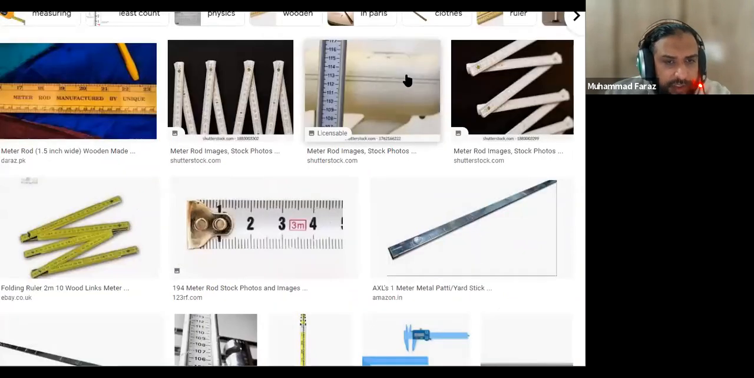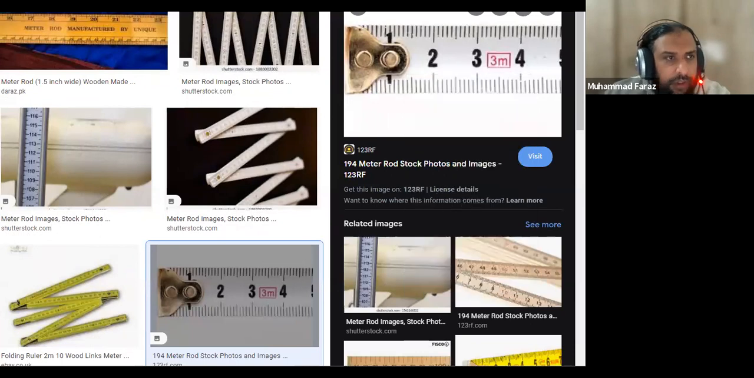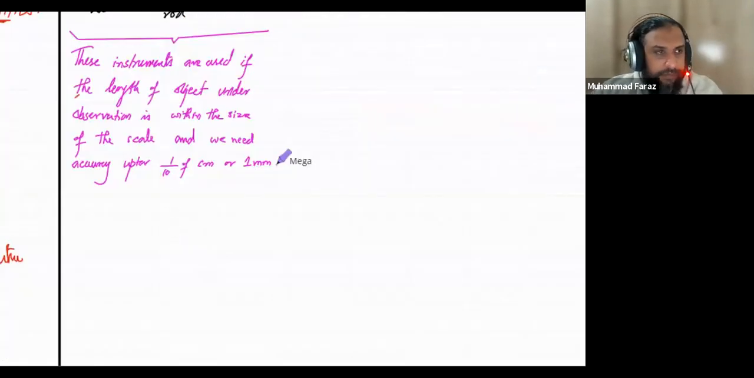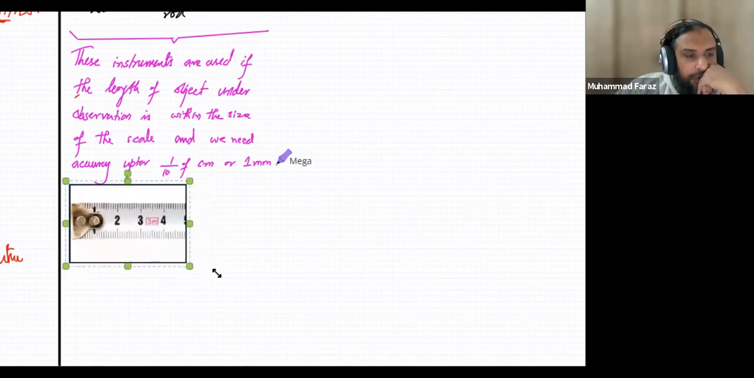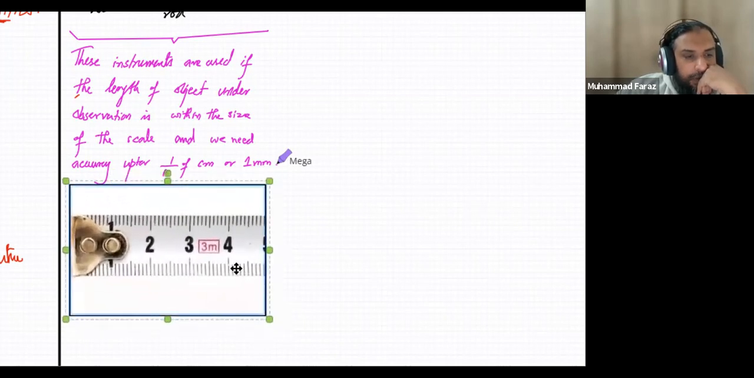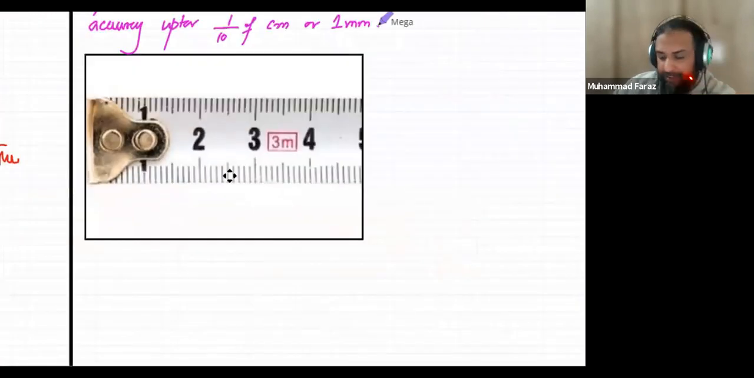I think this is a good example. Yeah, there we go. Now, look, these are centimeters. Two, three, four. Do you see those big numbers? They are centimeters.